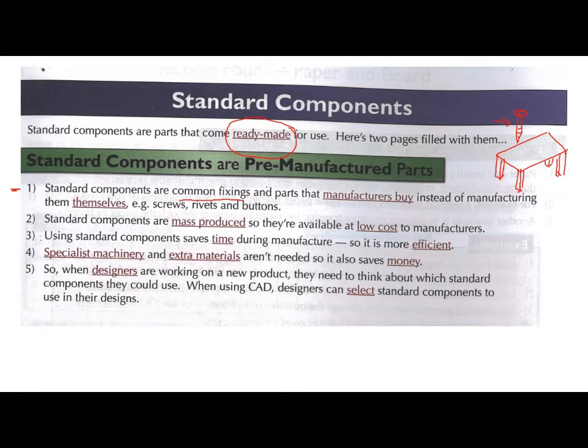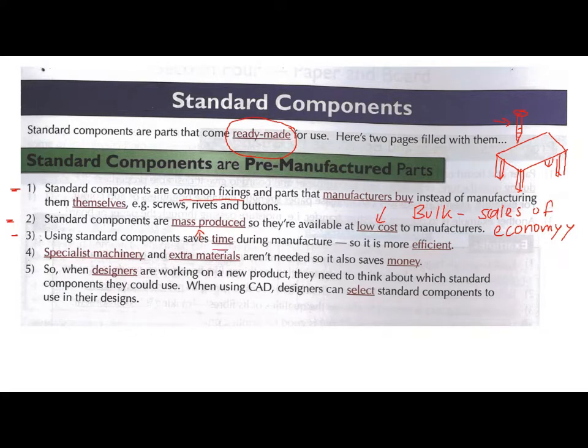Okay, so standard components are mass produced. So this means obviously that they are available at low cost to manufacturers because you would buy them in bulk, and that brings economies of scale. The more you buy, the cheaper it tends to be. So that's another advantage. Using standard components saves time during manufacturing. So that makes it more efficient.